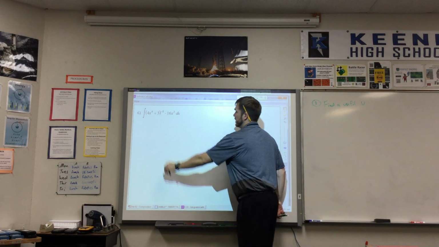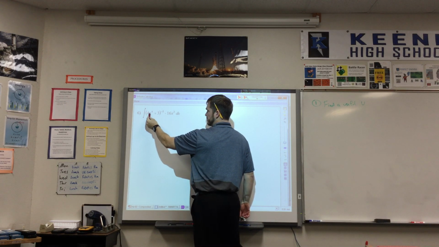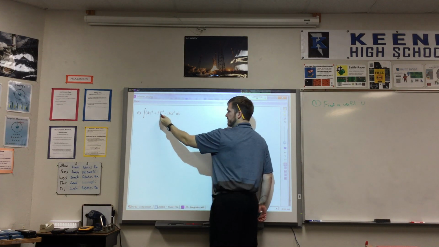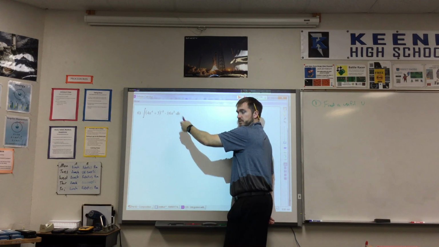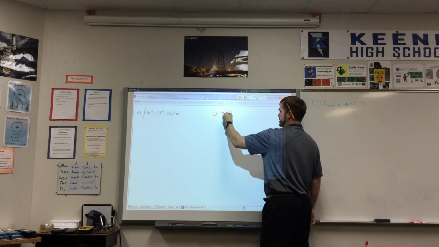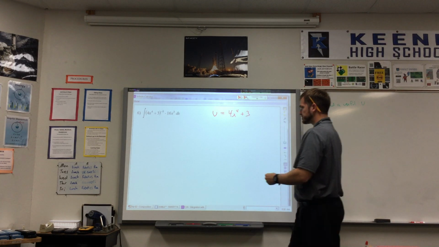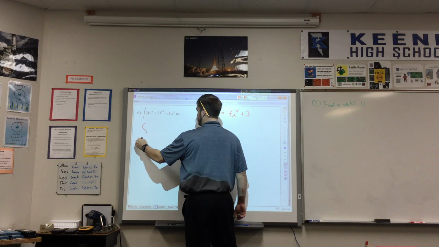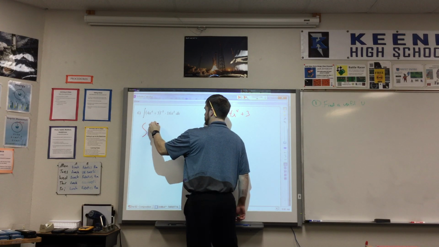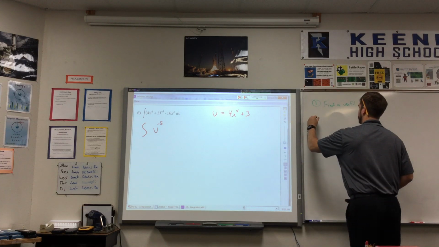So I notice once again that the derivative of the inside here, 4x to the 4th plus 3, if I take the derivative of that, I'm going to get 16x cubed. So our useful u in this case is whatever's inside that parentheses. So 4x to the 4th plus 3. So that becomes u to the negative 5th.